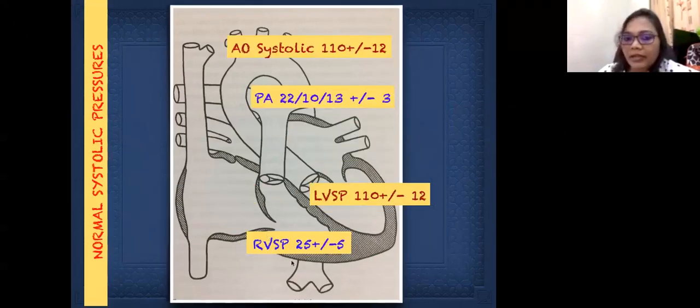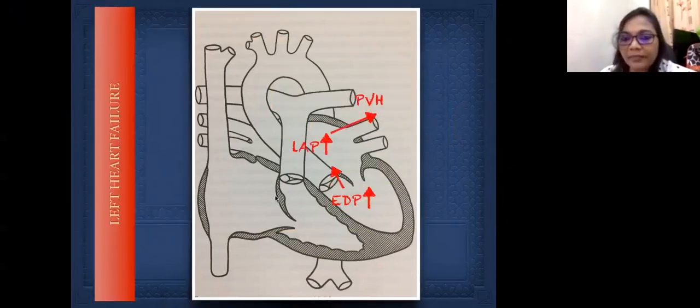And if you look at the pressures of the aorta and the left ventricle, the systolic pressures are equal. Similarly, on the right side, the systolic pressures of the pulmonary artery and the right ventricle are equal because they communicate in systole. So what happens in heart failure? We know that the heart is pumping at an elevated end diastolic pressure from some abnormality, which is detectable or not, which is diagnosed or not.